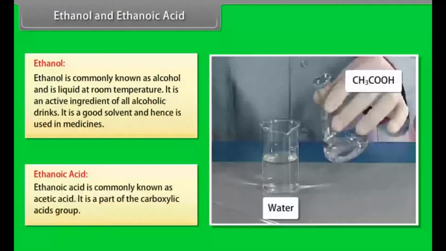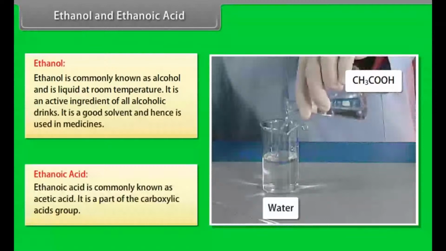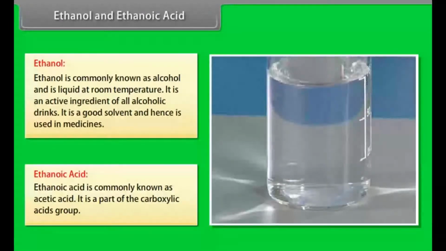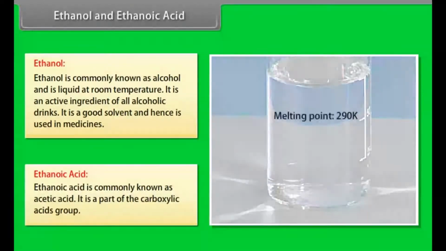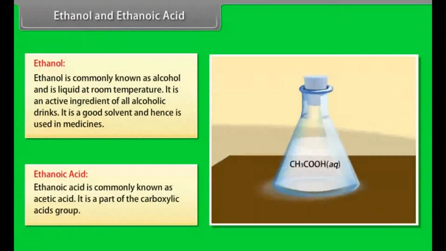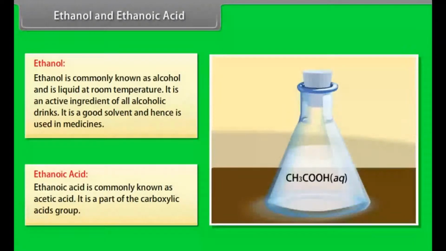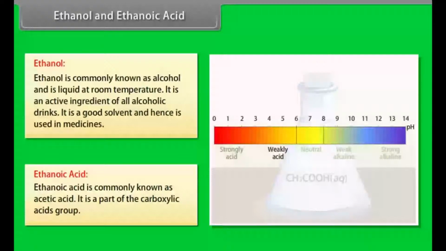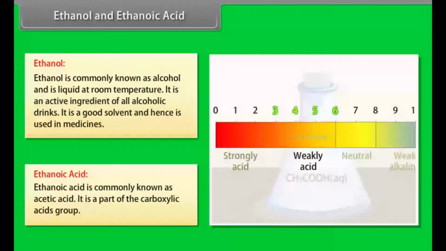As a part of the carboxylic acids group, when 5 to 8% solution of acetic acid is mixed in water, it forms a substance called vinegar. The melting point of pure ethanoic acid is 290 Kelvin. Because of this property, it freezes during winter and hence is also known as glacial acetic acid. Carboxylic acids are characterized by special acidity. However, as carboxylic acids are not completely ionized, they are weak acids.